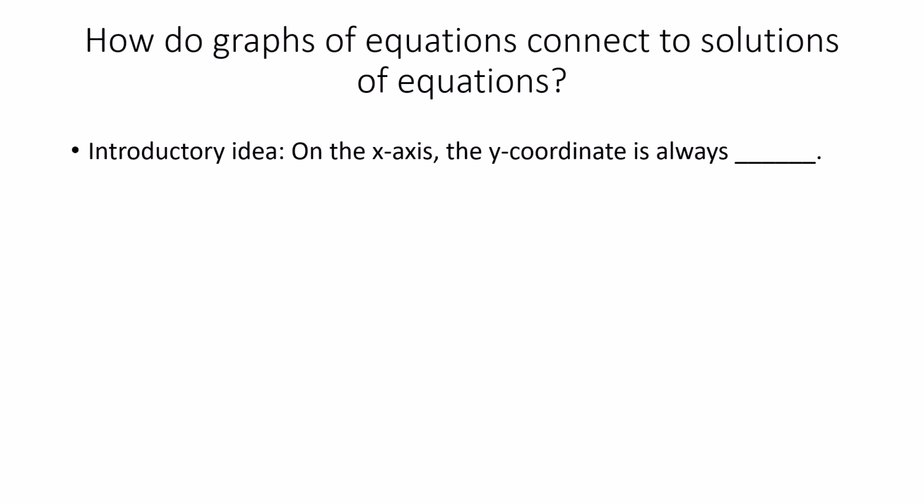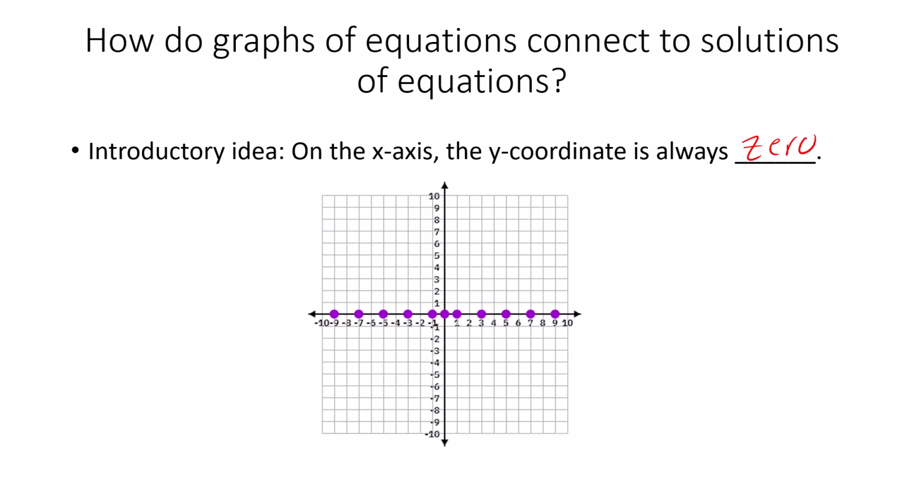So as a little introductory idea here, on the x-axis, the y-coordinate is always 0. So take a look at this. I did not do every single point here because it would have gotten too crowded. But when you're on the x-axis, if you were to take any one of these points and look at the coordinates for those points, the y-coordinate of those points is always 0. So we have a dot there at -9, 0. Right here, this is -5, 0.